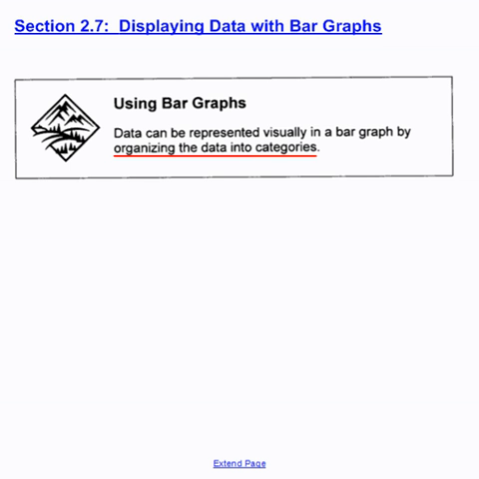Section 2.7 is about displaying data with bar graphs. So you see bar graphs all the time in newspapers, on websites, in magazines. Bar graphs are typically used when data can be separated into categories and to compare the different categories.